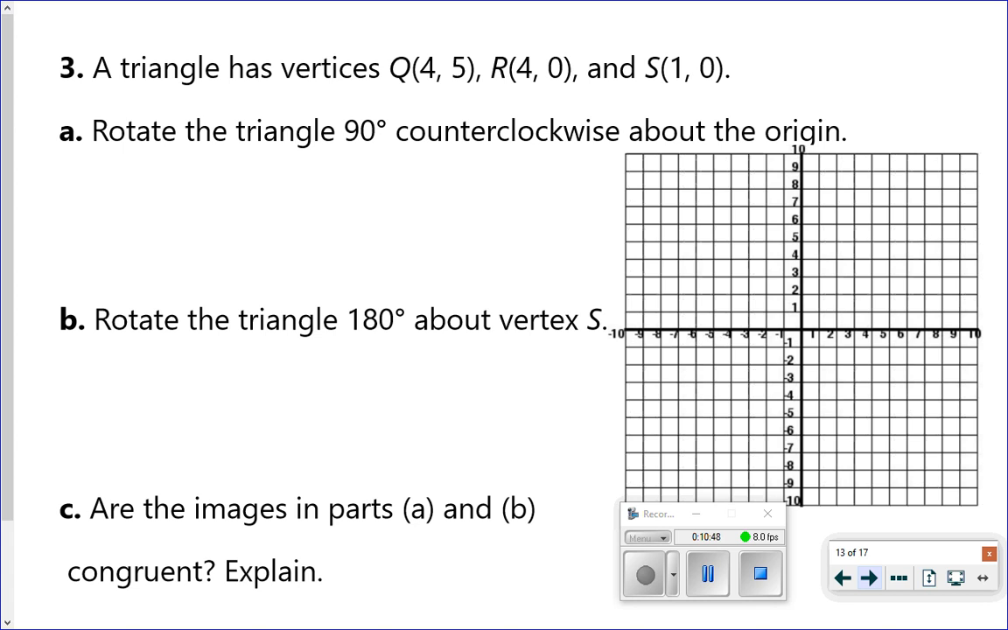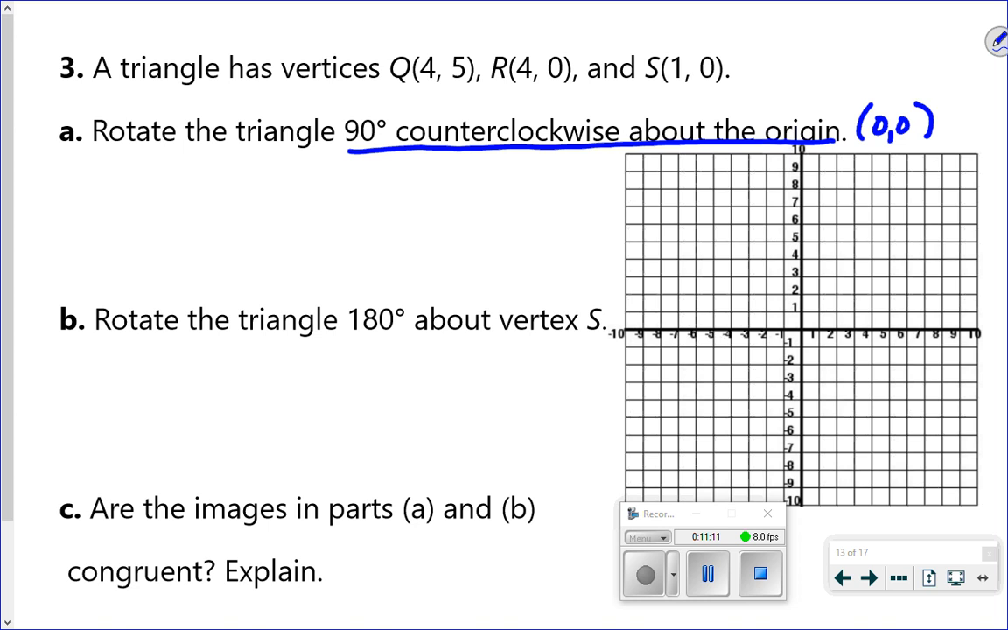Okay, let's take a look at this next one. A triangle has vertices and they list them there. They ask us to do a few different things here. So the first thing they ask us to do is to rotate the triangle 90 degrees counterclockwise about the origin. So they're telling us how many degrees, they're telling us what direction, and they're telling us what's going to be that center point. Remember, origin means 0, 0.